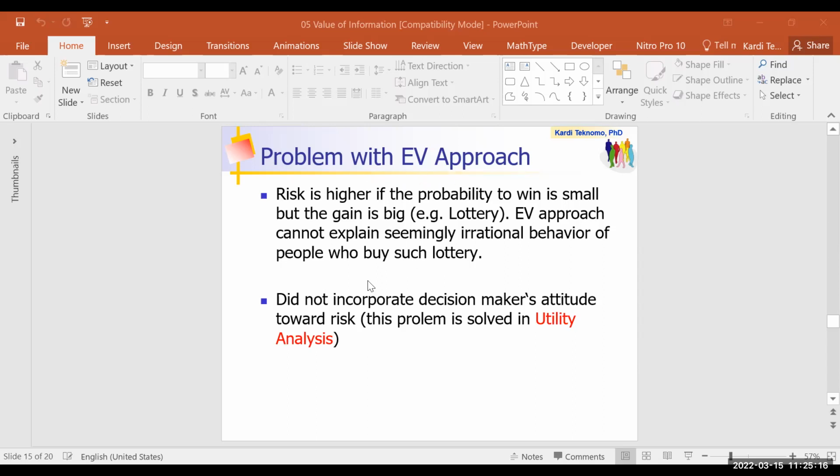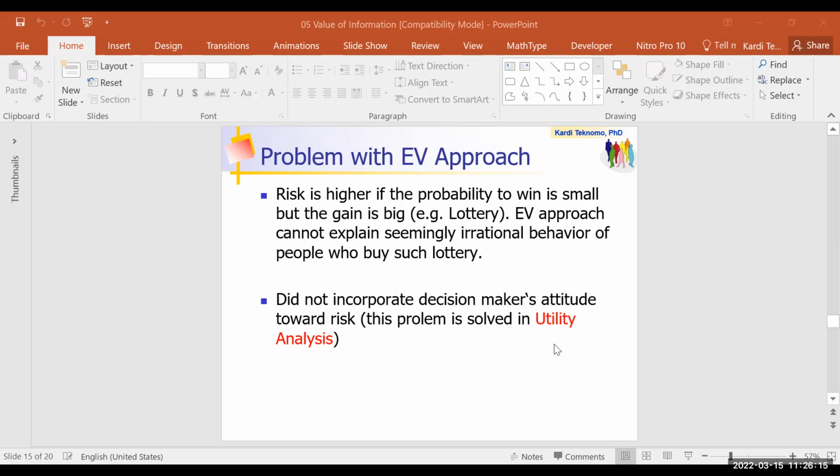There's a problem with this EV approach. So what is the problem? Risk is higher if the probability to win is small, but the gain is actually big. For example, in lottery, you know that the probability to win in lottery is very small, but why do people still buy lottery? Is there any lottery in Indonesia? In Indonesia, maybe illegal, so people don't buy. But in other countries, lottery is legal and it's actually run by the government. And people still buy lottery even though they know that this is risky.